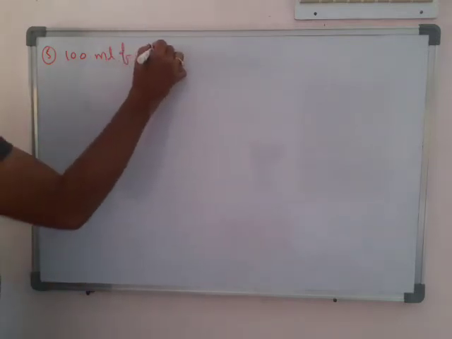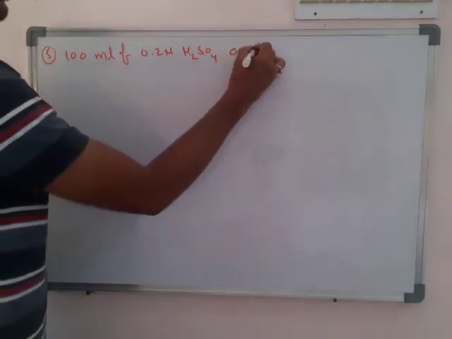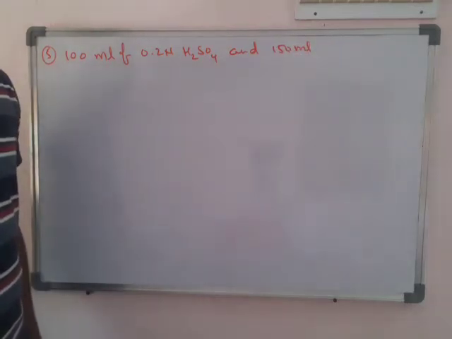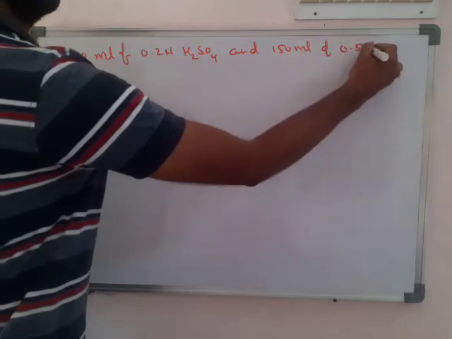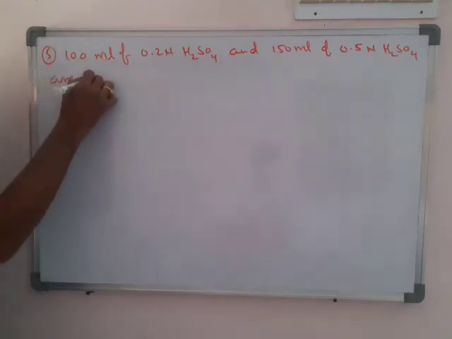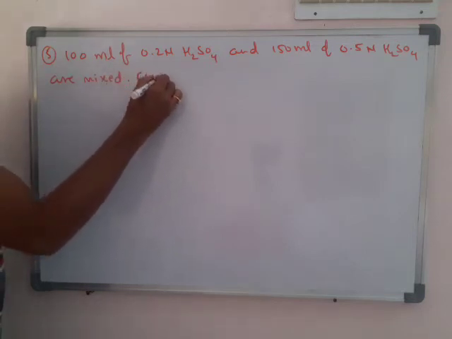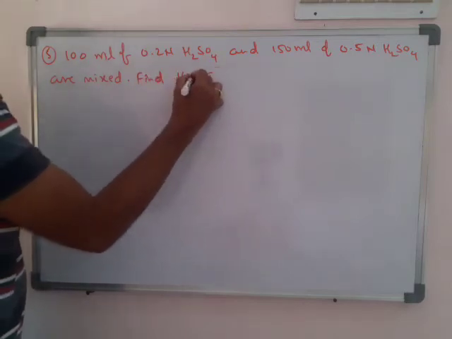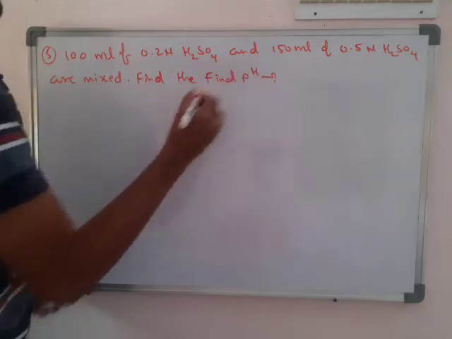100 milliliter of 0.2 N H2SO4 and 150 milliliter of 0.5 N H2SO4. So they are both the same acids. Find the final pH of the resultant solution.